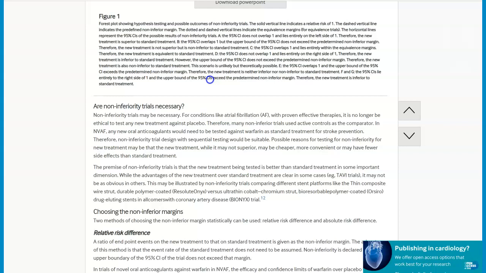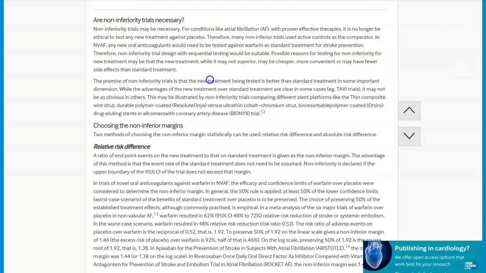So why would you even do a non-inferiority test? Well, the new treatment, while it may not be superior, may be cheaper or more convenient, or may have fewer side effects than standard treatment. So if there's something that you're trying to innovate, and it may not be as effective, but maybe it has fewer side effects and other benefits. It's just that the orientation of all of this is a bit different.